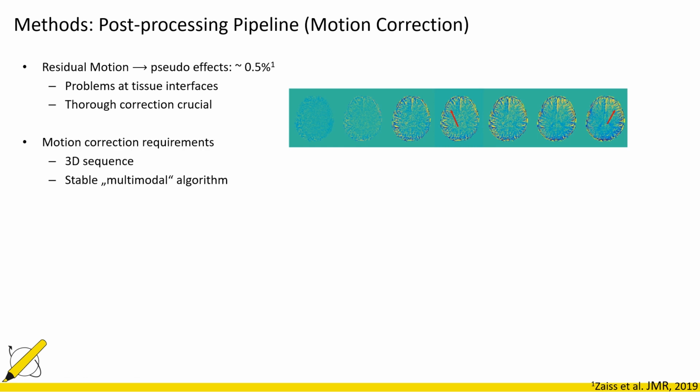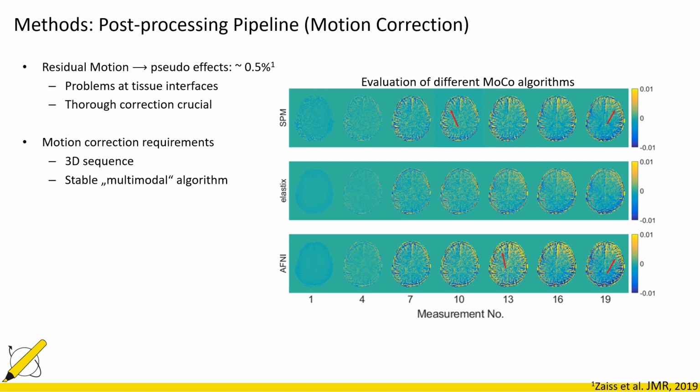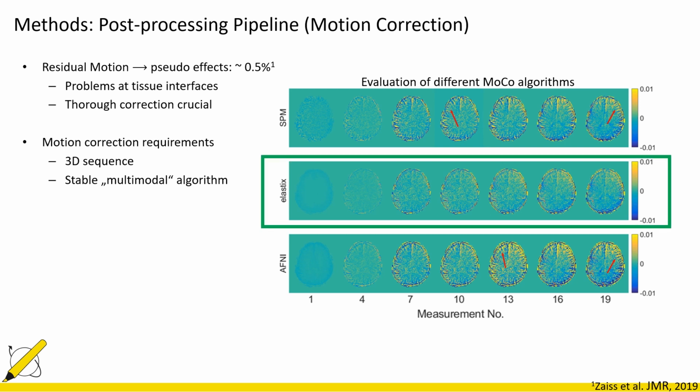And to be able to do a retrospective motion correction we need a 3D sequence and also a stable kind of multimodal algorithm, as the glucose injection itself can change the contrast a bit. And we evaluated different packages, namely SPM, elastix, and AFNI, and ran a lot of different parameter combinations. And as you can see visually here, elastix is the winner of this test, and we decided to go for that one.